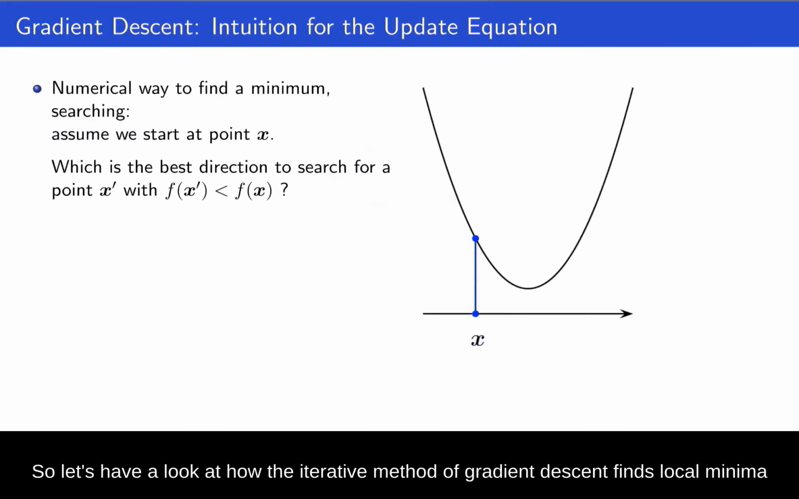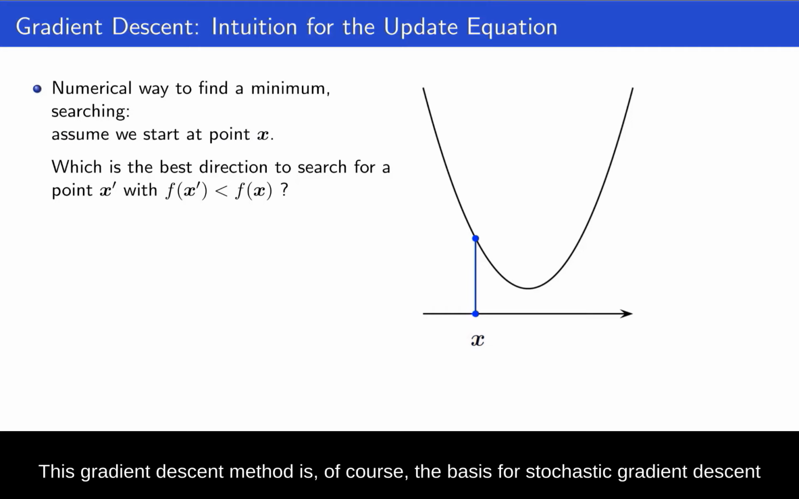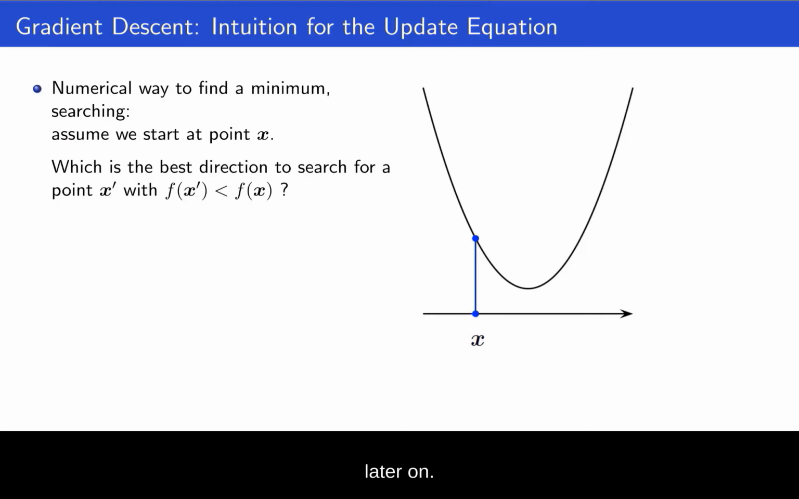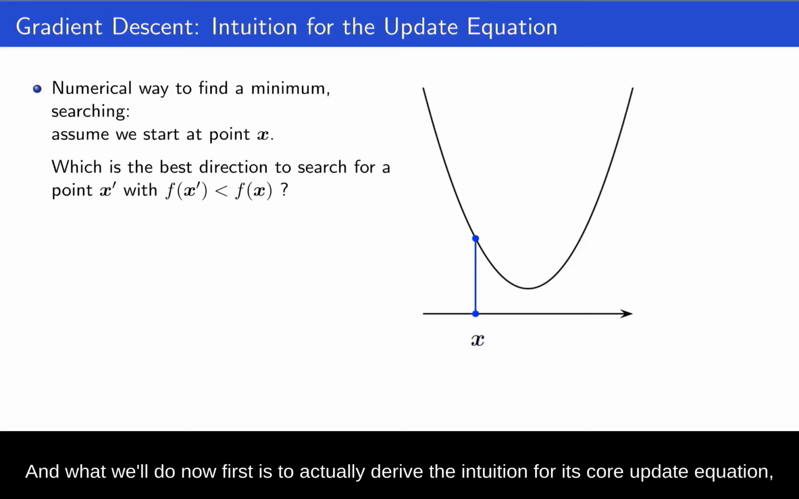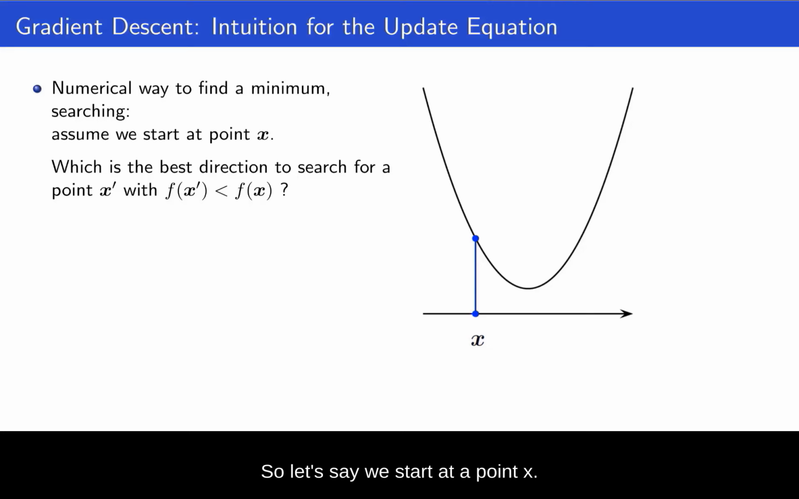So let's have a look at how the iterative method of gradient descent finds local minima where all the gradients are 0. This gradient descent method is, of course, the basis for stochastic gradient descent later on. What we'll do first is derive the intuition for its core update equation, which will also be basically the core update equation of stochastic gradient descent later on. So let's say we start at a point x.